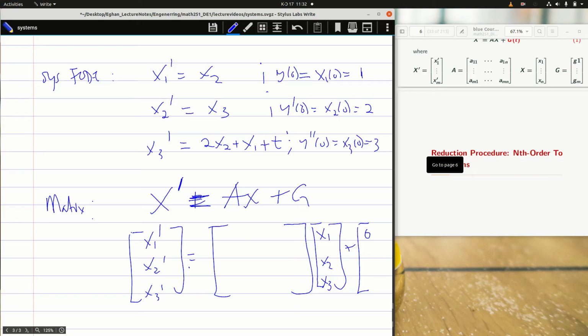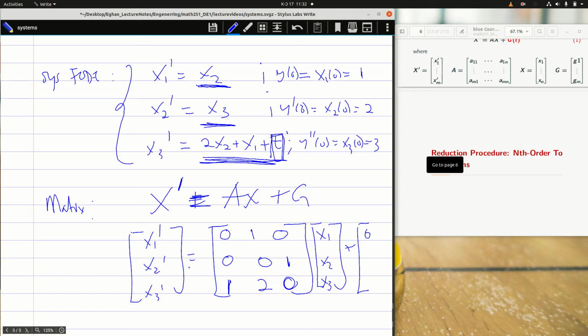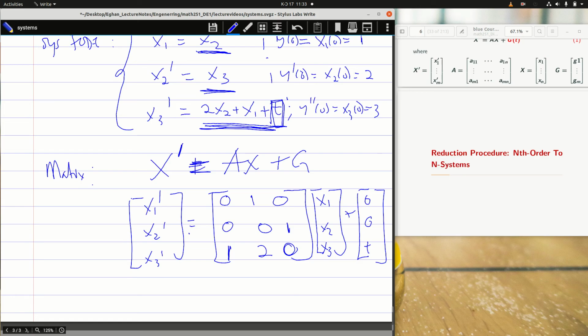So let's compute the matrix A. The coefficients from the system: for x1 it is 0, 1, 0, because it's just that. If I take the next part, you realize all the terms are 0 except x3. If I come to the x3 part, the coefficient for x1 is 1, x2 is 2, x3 is 0, but it has a term t. So it means 0, 0, and then t, because it was non-homogeneous. So this is how I would have written my matrix form for the same problem.